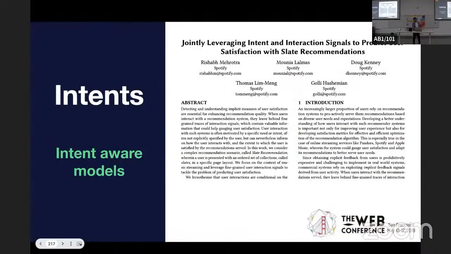Let's look at intents. It's very different than what we have been looking at. But intent is such an important problem for everybody, because in search, you have the search query that tells us what you want. Here, I don't have the search query. So we had a paper at the web conference, WWW in 2019, talking about this.